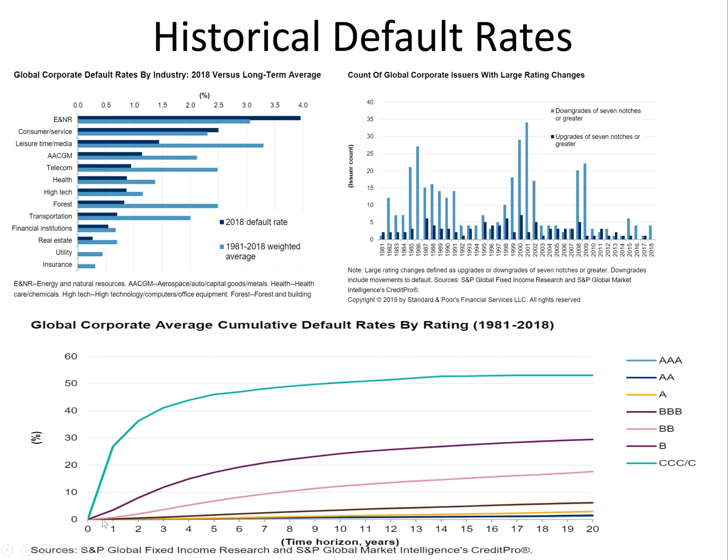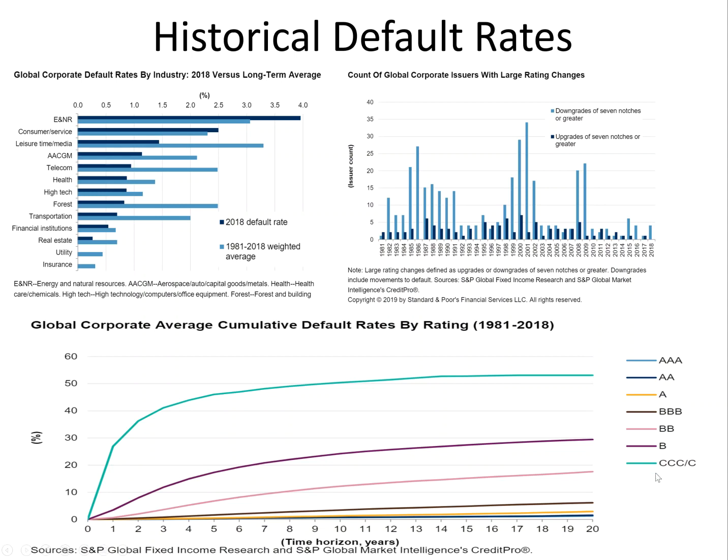So for example, if I'm looking at this green here, that's for triple C rated firms. It looks like about a 25% chance that a triple C rated firm will default in 1 year. However, if you bought a triple C rated bond, and say that's a 20-year bond, there's over a 50% chance that at the end of the 20th year it will have defaulted.